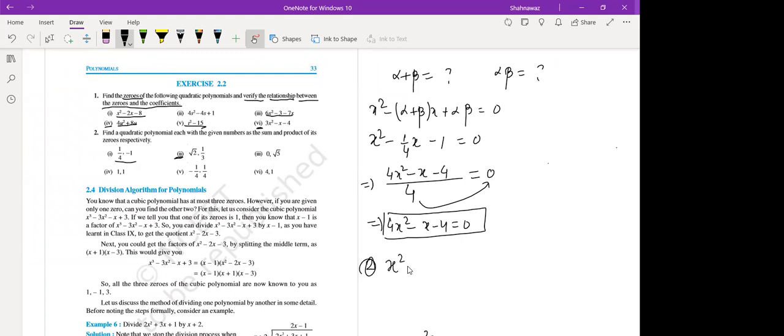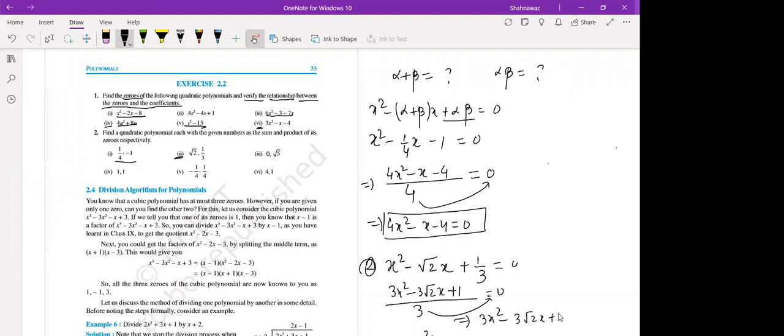This will be x square minus root 2 x, plus 1/3. Yes, this is plus 1 by 3, right? But again, you have a fraction, so we take the LCM. So this will be 3x square minus 3 root 2 x plus 1. And then this goes here, so this is 3x square minus 3 root 2 x plus 1.